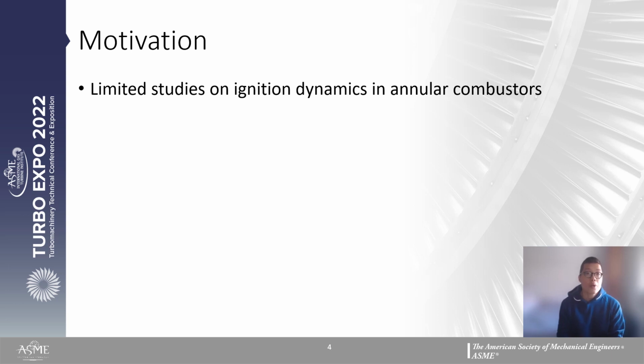As a start, we know that gas turbines have multiple burners or injectors arranged in an annular fashion for compactness. However, there have not been many studies on the ignition dynamics in such an annular configuration. And so far, studies have not considered the more complex combustor design owing to the difficulty involved.